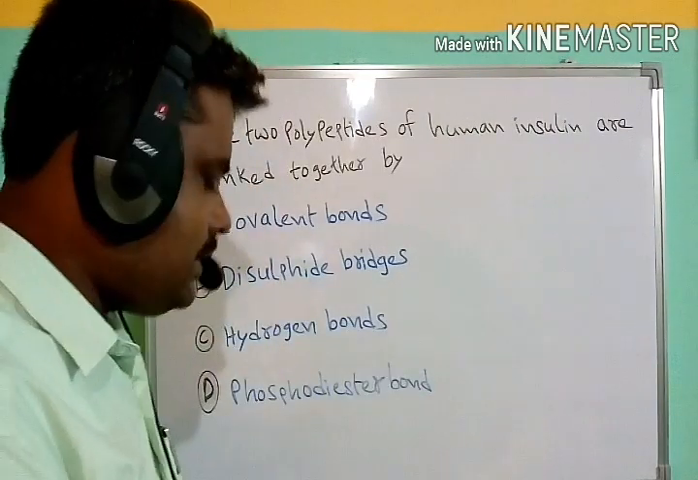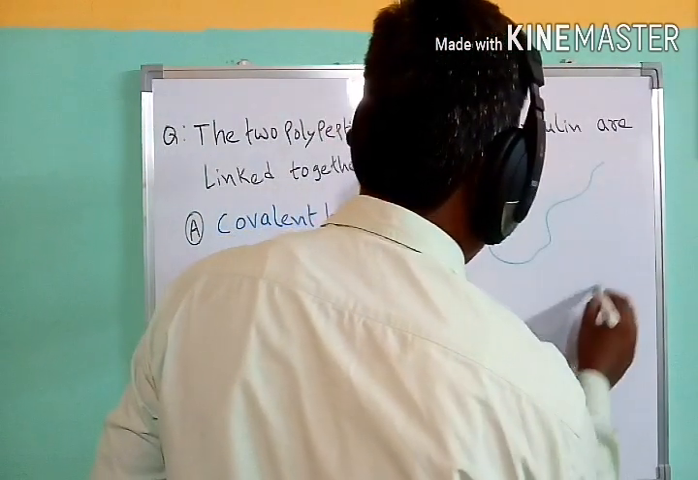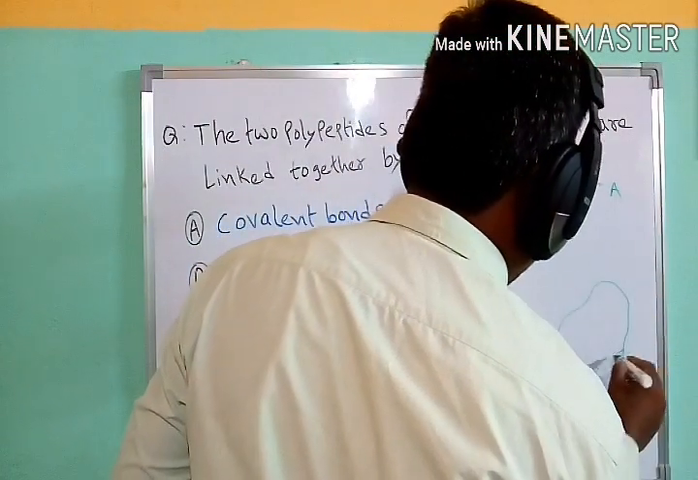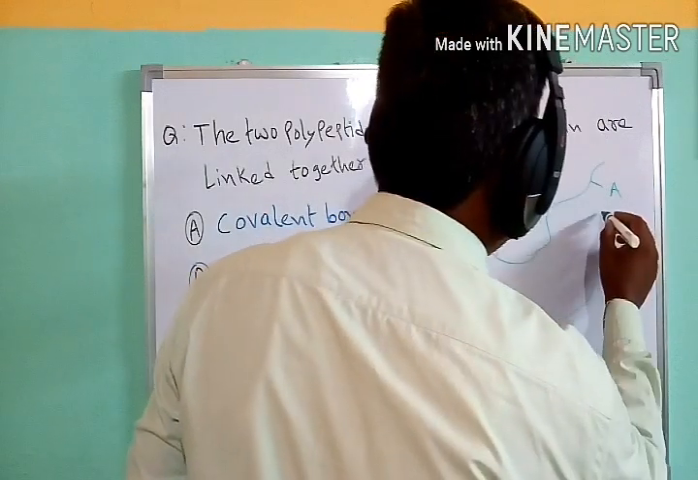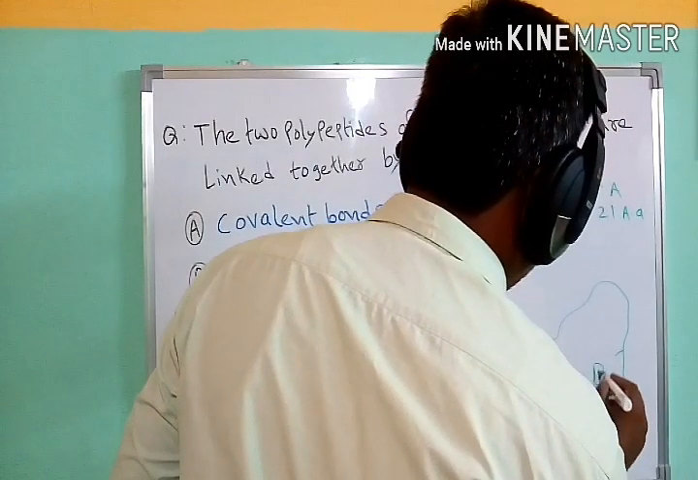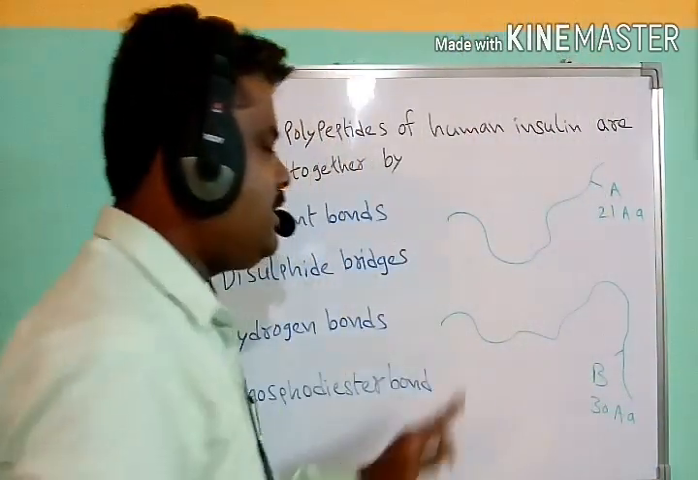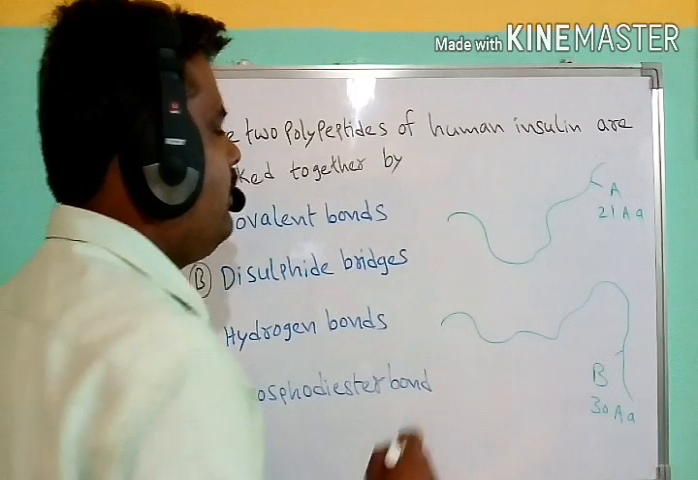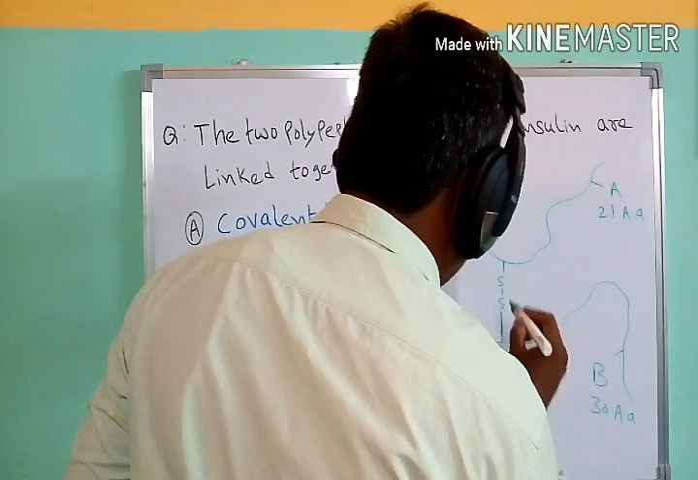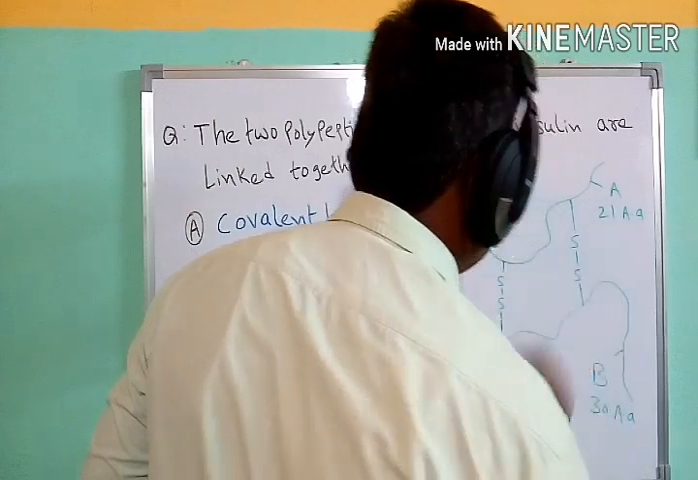Now observe the structure of this insulin. The insulin has two polypeptide chains, polypeptide chain A and polypeptide chain B. Chain A is composed of 21 amino acids. Polypeptide chain B is composed of 30 amino acids. These two polypeptide chains are joined by disulfide bridges, or disulfide bonds.